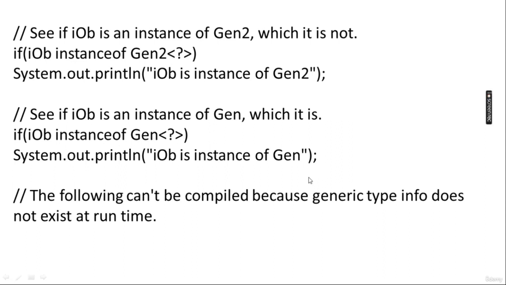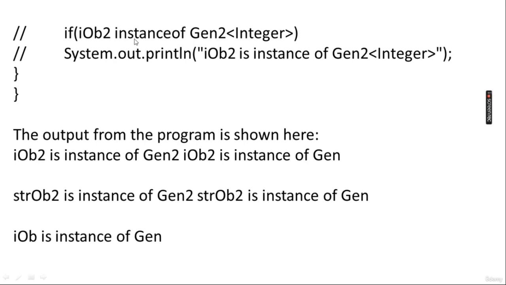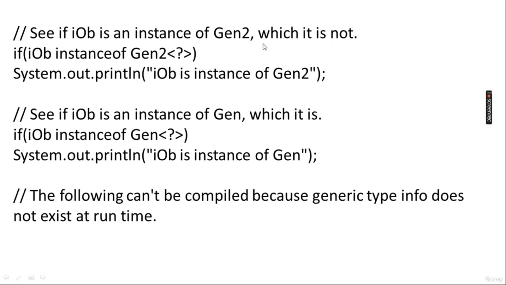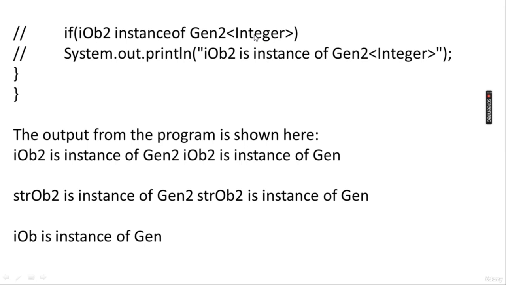Yes, it is Generic. Generic type information does not exist at runtime. So the following line cannot be compiled: iOb2 instanceof Generic2 Integer. This will give you a compile time error. Only the wildcard question mark is allowed over here. Why? Because generic type information does not exist at runtime. Which type you are passing is not known until we are running the program.